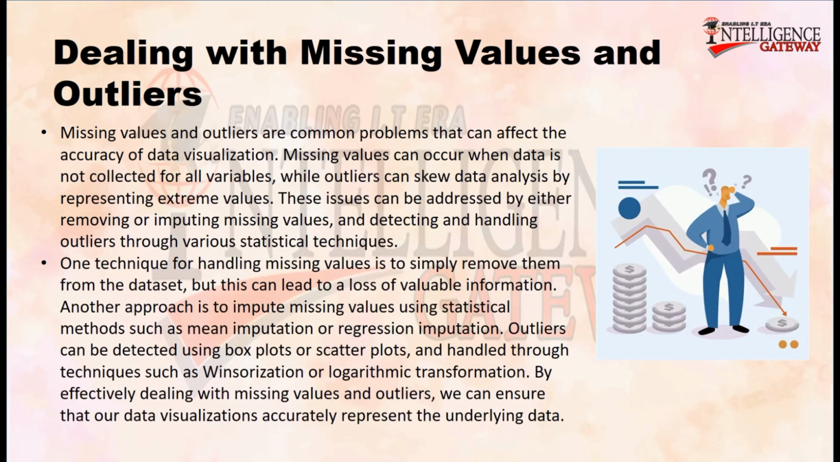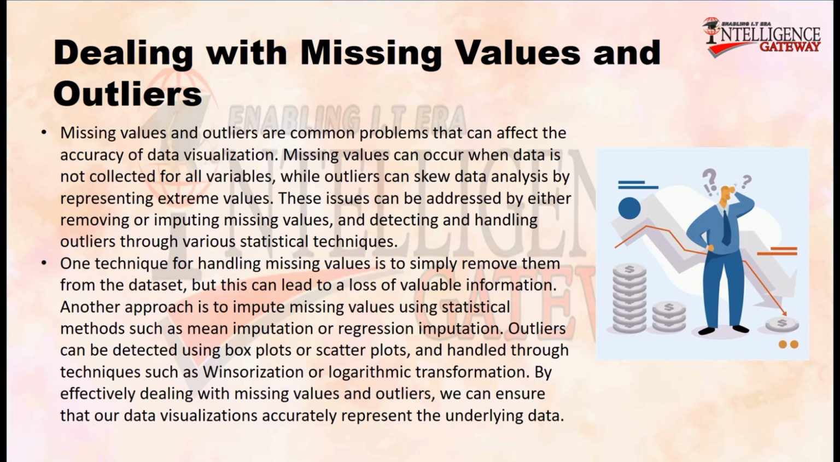Dealing with missing values and outliers. Missing values and outliers are common problems that can affect the accuracy of data visualization. Missing values can occur when data is not collected for all variables, while outliers can skew data analysis by representing extreme values. These issues can be addressed by either removing or imputing missing values and detecting and handling outliers through various statistical techniques.